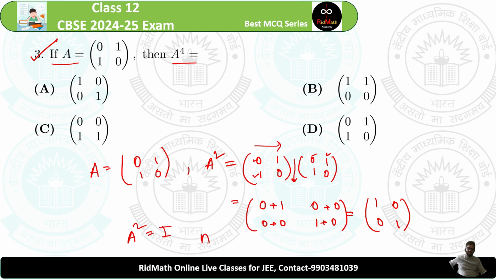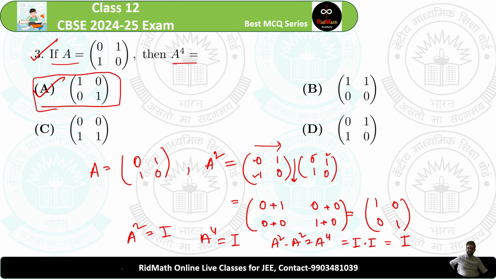Then A to the power 4 is also identity matrix. Because A square is identity matrix, A square into A square means A to the power 4. So this is equal to identity into identity. Multiplying two identity matrices, we will get again an identity matrix. That means option A is correct. This is the identity matrix [1, 0; 0, 1]. So A option is correct. Next problem.